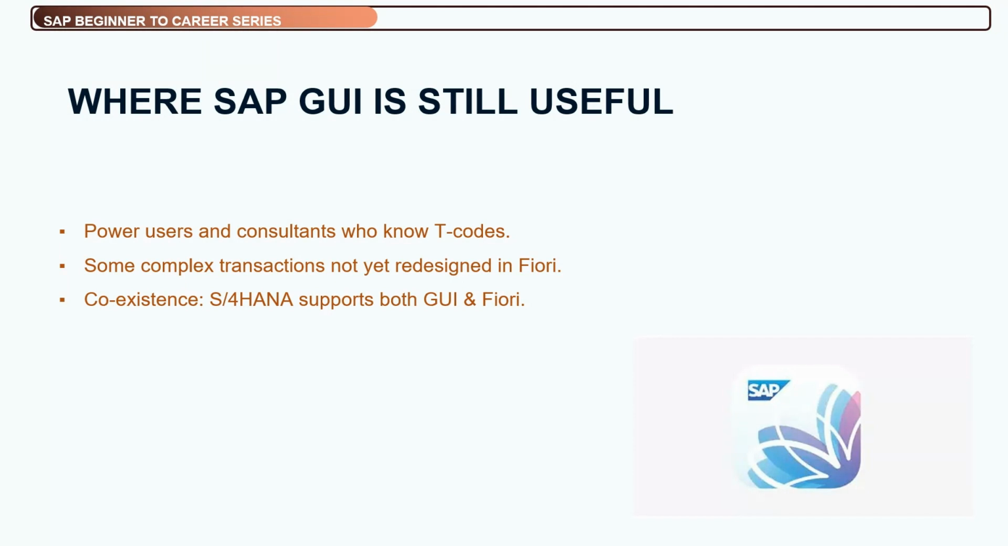Coexistence. S/4HANA supports both GUI and Fiori. ECC widely used GUI, but when it comes to HANA, you can either go for Fiori, or go for GUI, or you can use both interfaces. As an example, you can use SAP GUI for your main transactional activities, while you give SAP Fiori access to your middle-level managers who are frequently traveling and don't have access to their laptops all the time. Likewise, based on the business situation and the requirement, you can use both interfaces.